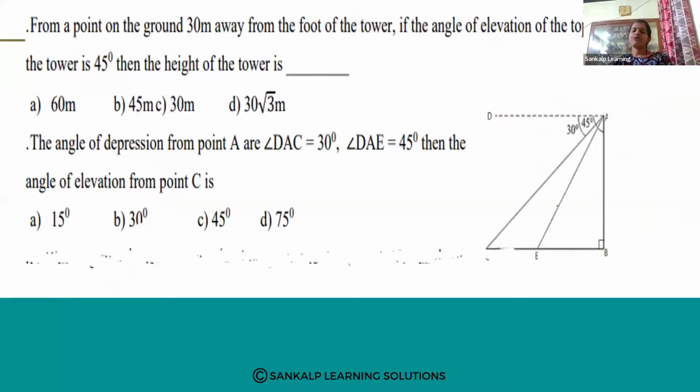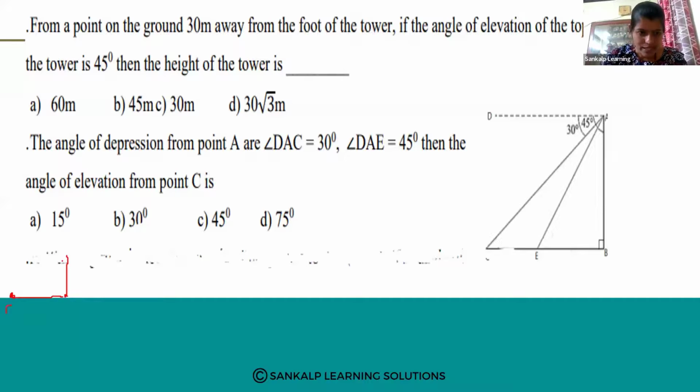Next question. From a point on the ground 30 meter away from the foot of the tower, if the angle of elevation of the top of the tower is 45 degree, then the height of the tower is? What they have given in the question: from a point on the ground 30 meter away from the foot of the tower. That means one tower is there. One tower is here. And one point is there, a point on the ground 30 meter away from the foot of the tower. That means the point is here.